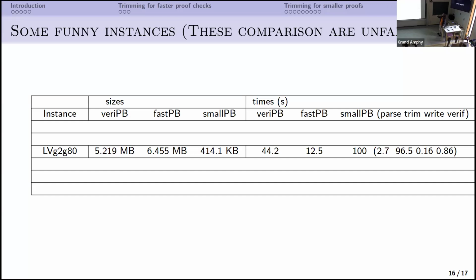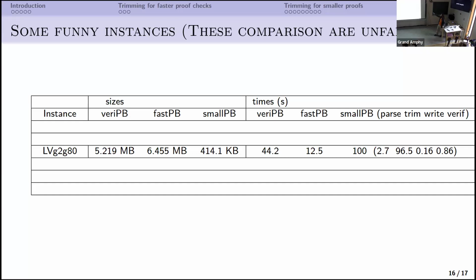And then small PB is my trimmer, which spends more time to figure out whether we can get a very small instance. The times are here: VeriPB 44 seconds, fast PB is faster, and small PB is longer. But one interesting thing is that this VeriPB time is the time VeriPB took to check the small proof. So I would say that's the lower bound we can expect from this instance if we figured out how to make a very, very fast and efficient trimmer.